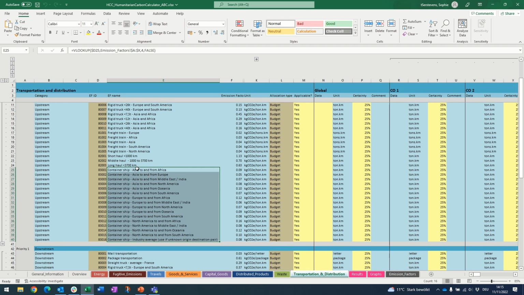And so here we have different emissions factors for different sea routes. And we also have an industry average.